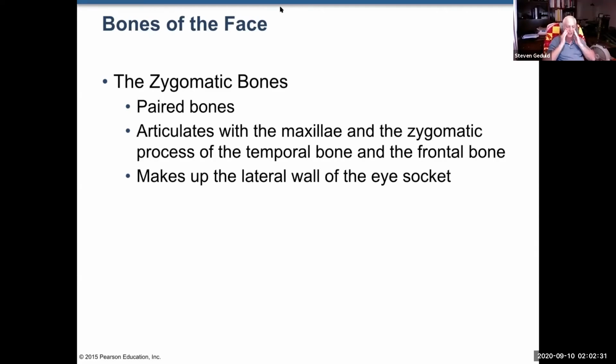Okay, zygomatic bones, again, are on the side. They're paired bones, right and left, articulate with the maxilla and the zygomatic process of the temporal bone. That's what forms the zygomatic arch, where the zygomatic process of the temporal bone articulates with the maxilla. That's your zygomatic arch. Makes up the lateral walls and part of the inferior portion of your eye socket.